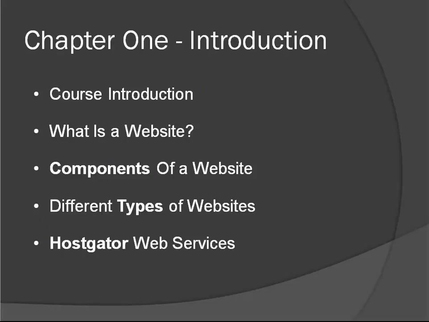So Chapter 1 will be basically just an introduction, of course the course introduction, which is what we're doing now. We'll talk about what a website is, what components go into a website, so the domain name, hosting, things like that. We'll talk about the different types of websites, from static HTML to dynamic websites like WordPress and Joomla. And then we'll talk about HostGator web services and what's offered there as far as domain names and hosting.